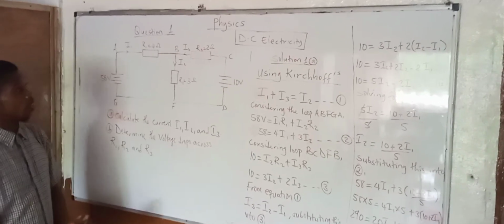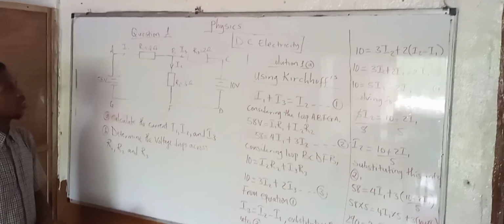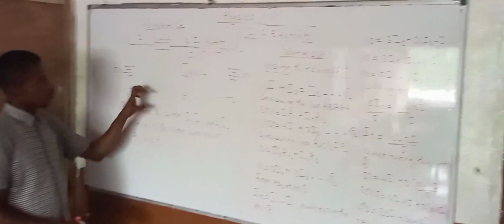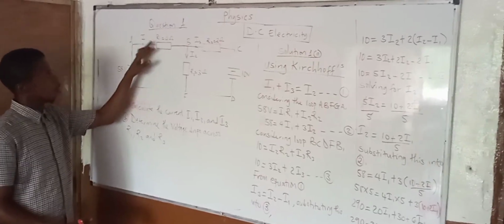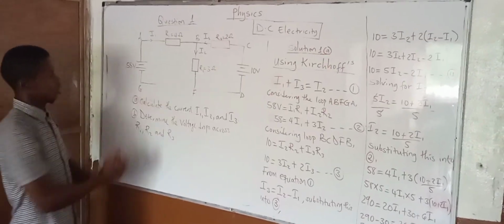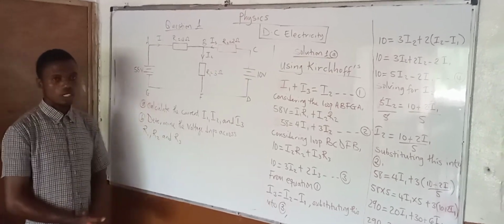Alright guys, today we'll be looking at direct current electricity. And we have a question here. We have a circuit diagram. We have the current, the resistors, everything there. We have the voltages here. And we're going to be using Kirchhoff's law to answer this question.